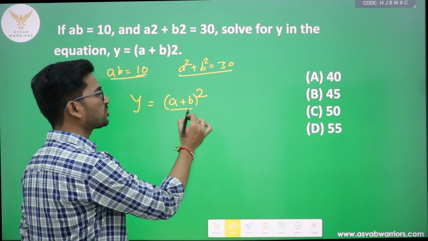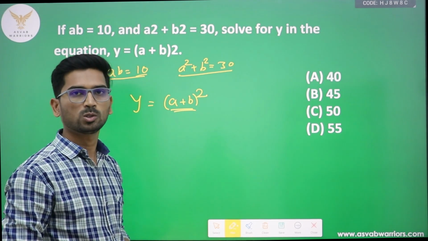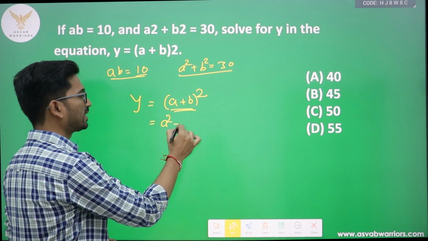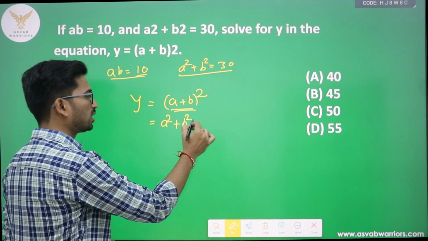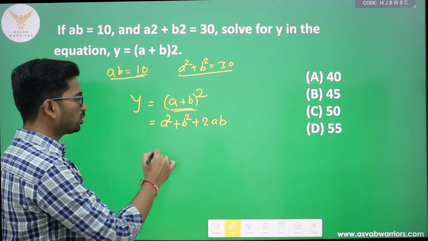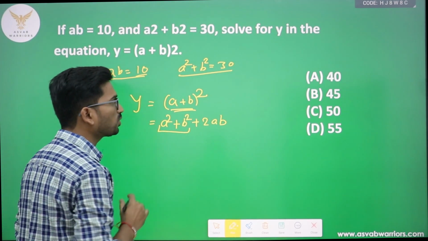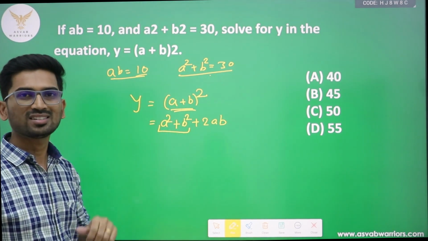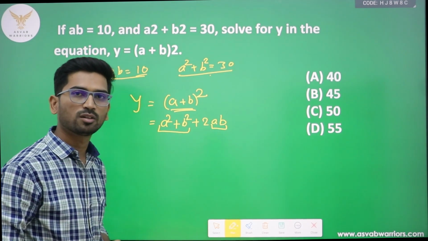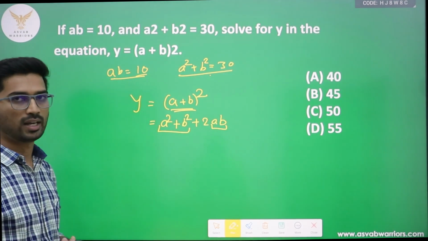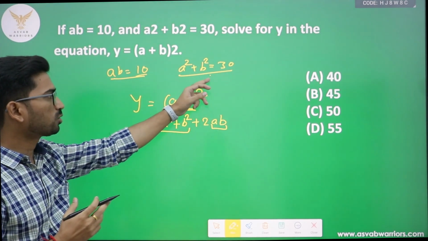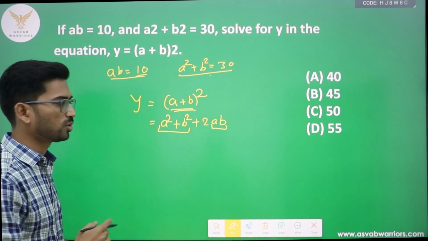Now what will be the expansion for this one? A plus B whole square. It is obviously, as we all know, basic identity, A square plus B square plus 2AB. Correct? Now the value for A square plus B square is given, which is 30, and the value for AB is given as well, which is 10. We will simply put in the values in this equation.